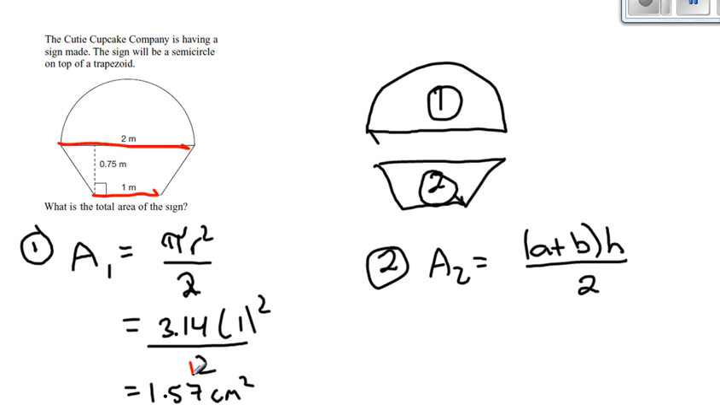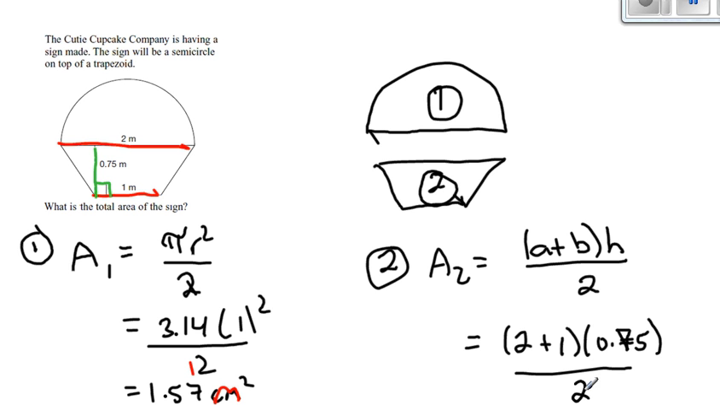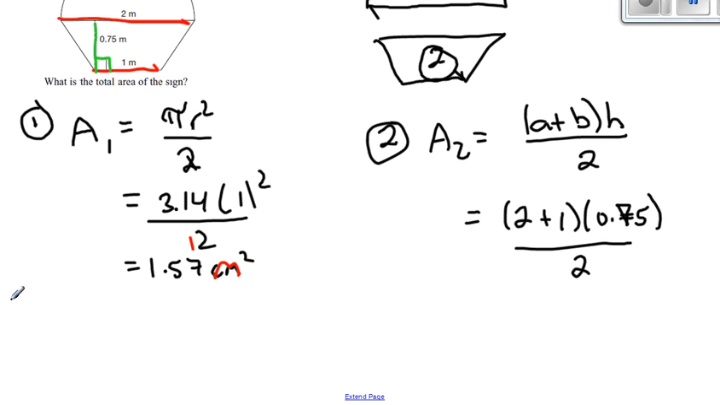Oh, it's meters. Just a second. There. So 2 meters is A and 1 meter is B. And then obviously the height must be perpendicular to them. So I'm going to take 0.75 as the height. So the formula would be A plus B, 2 plus 1, times 0.75 divided by 2. And what does that give me? That gives me 1.125. Certainly you can round. I'm going to save my rounding till the end.